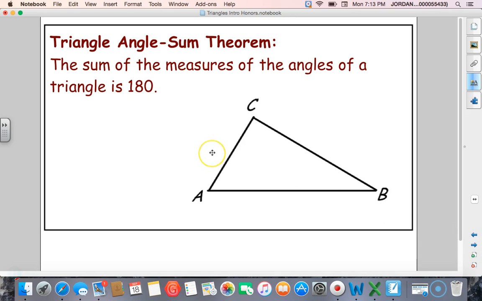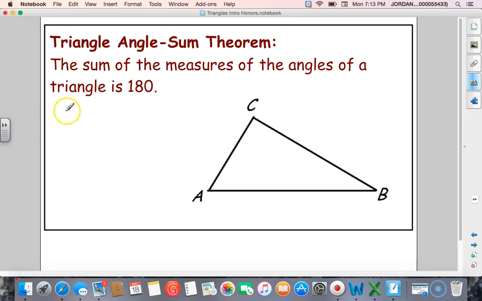Alright. So now, something we already know, but just need to review a little bit. The triangle angle sum theorem says that the sum of the measures of the angles of a triangle has to equal 180 degrees. Any triangle, no matter how we classify it by sides or angles, the three angles on the inside have to add up to be 180 degrees.